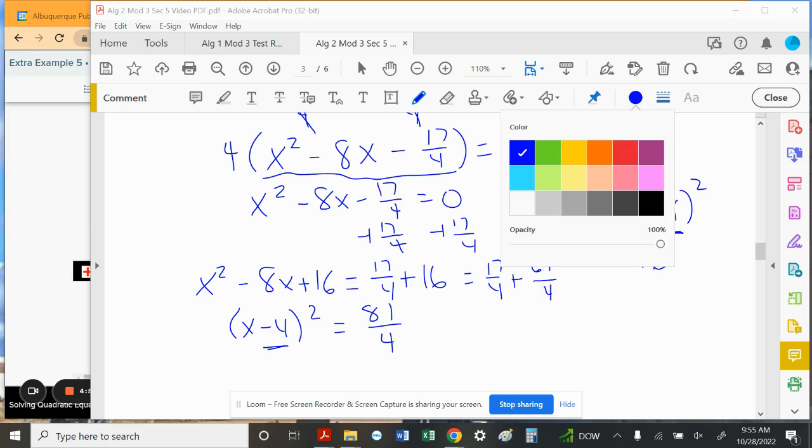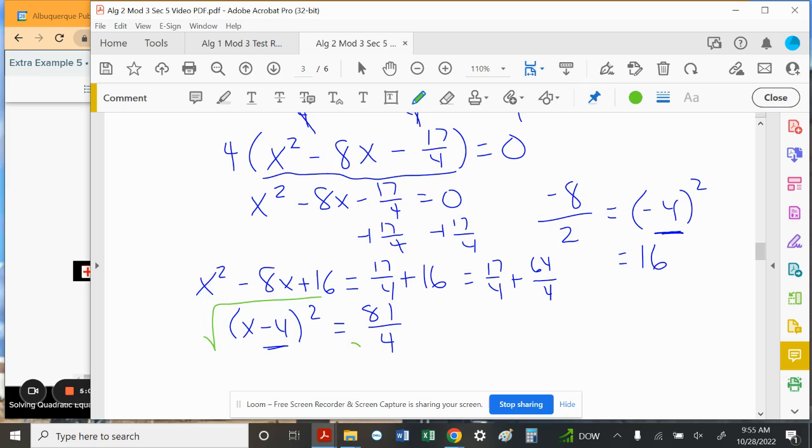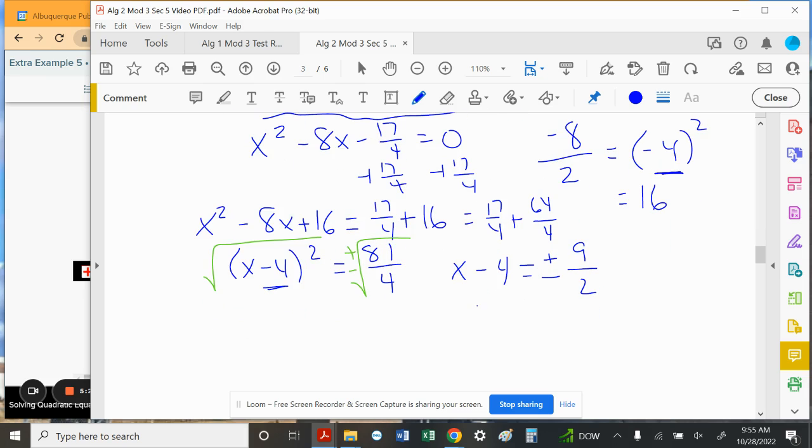Okay, so my next step is to take the square root. So I take the square root, take the square root. I have a plus or minus there. So in this particular case, I have x minus 4, because we took the square root of that squared, equals plus or minus, the square root of 81 is 9, the square root of 4 is 2, so I have plus or minus 9 over 2. And then my last step, I'm going to add 4 to both sides. So I get x equals 4, remember we put the number first, doesn't matter that it's a fraction, plus or minus 9 over 2.